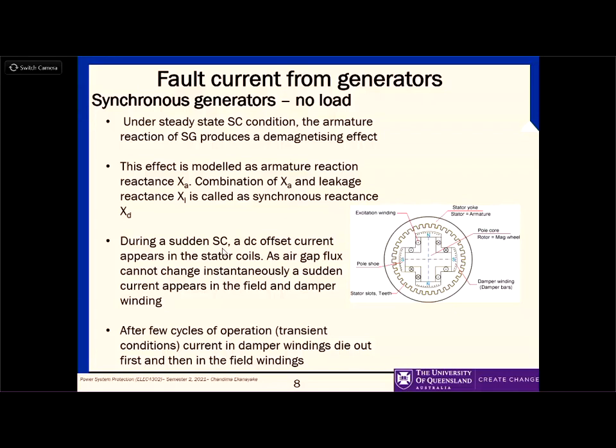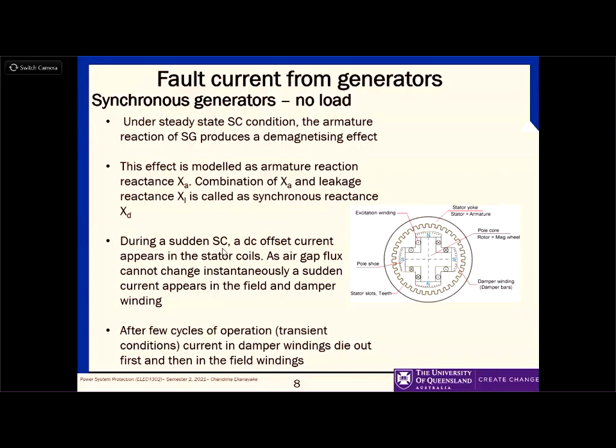So to avoid that, let's say suddenly a DC current appears in the stator winding. If that happens, then the flux should change, but it's not going to change. What happens instead? A sudden DC current appears in the field and the damper windings, so that instead of having a flux change here, current appears in these windings, opposing the change of flux, so that you are not suddenly changing the flux. That's why you need those damper windings as well, because you have to have some extra conductors here to induce that extra current. Okay?